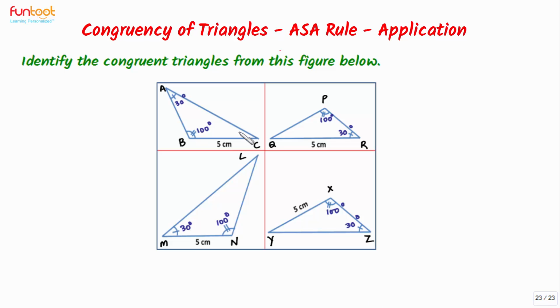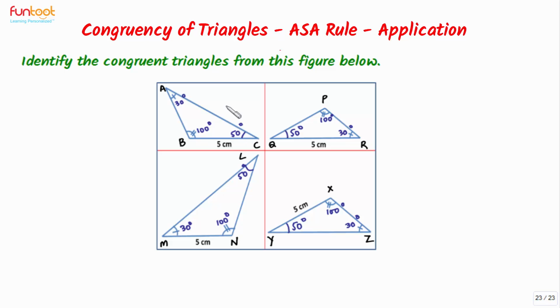Well, yes. By making use of angle-sum property, we can find the third angles in these triangles. If this is 30 degrees, this is 100 degrees. If we make this angle 50 degrees, then the sum becomes 180 degrees. Similarly, we can make this angle as 50 degrees here. This angle also 50 degrees. This angle also 50 degrees.